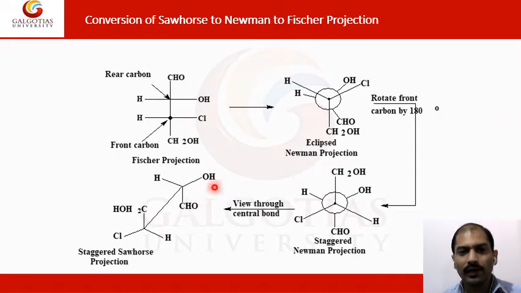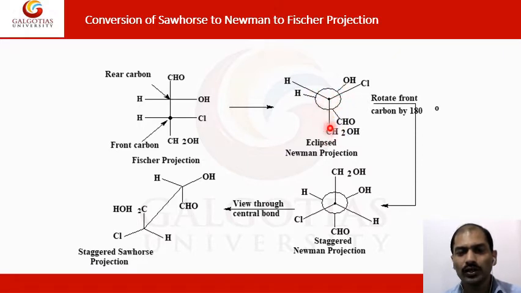So similarly here, if you see this Fischer projection, if you want to put it into the eclipsed form, you can change it into eclipsed Newman projection. So again, eclipsed means you have to see that all the atoms or groups are very near to each other with respect to the rear carbon.